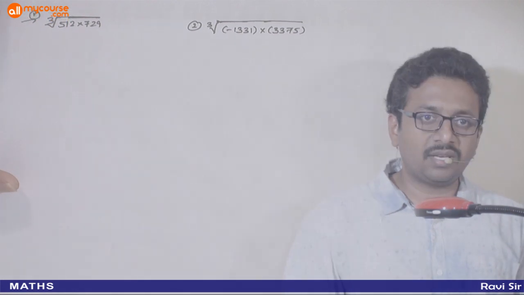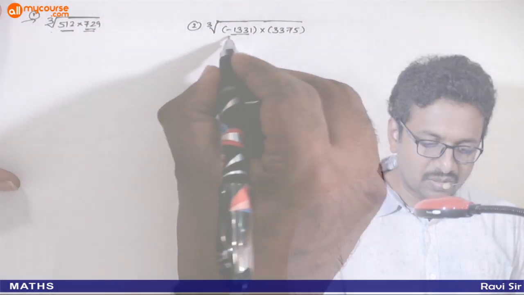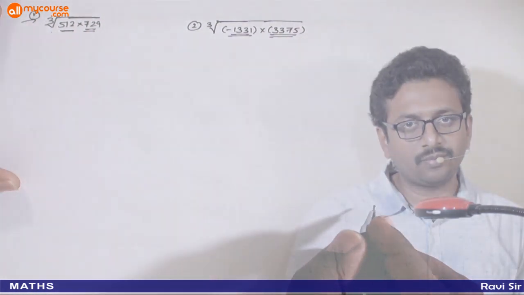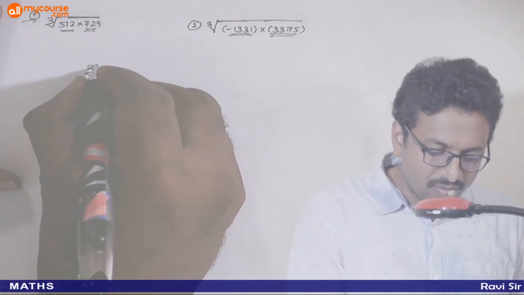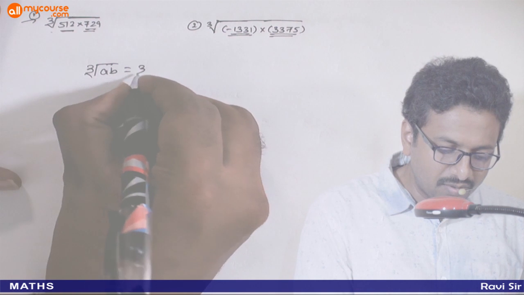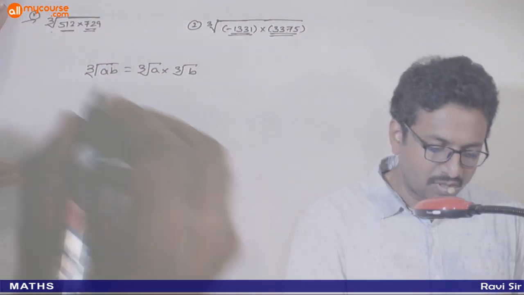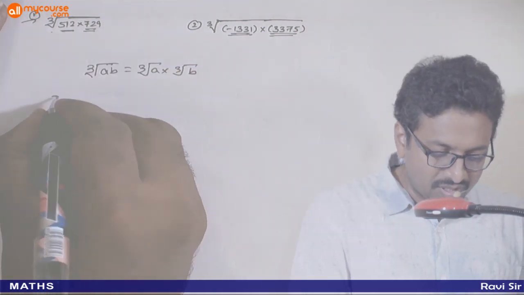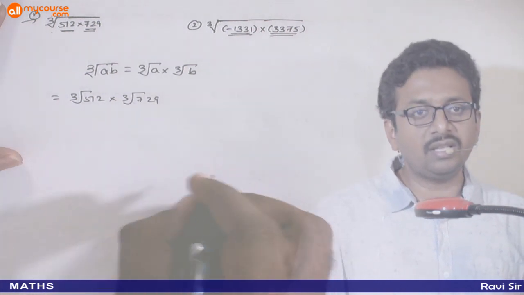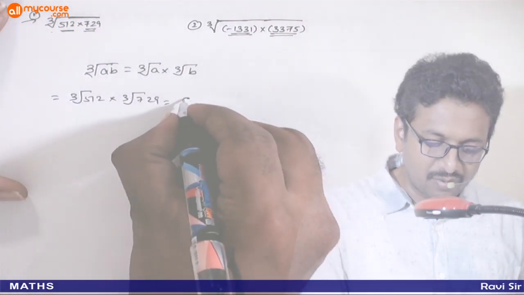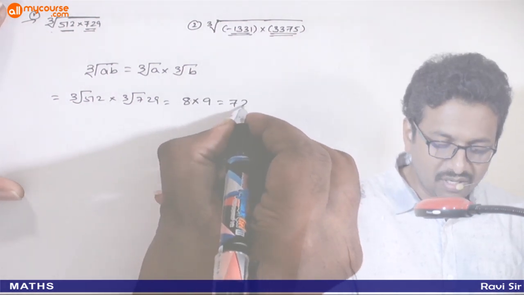Next, if you have questions like this, cube root of 512 into 729 minus 1331 into 3375. For such cube roots, you can use the formula cube root of AB is equal to cube root of A into cube root of B. So cube root of 512 into 729 is cube root of 512 into cube root of 729. The cube root of 512 is 8. The cube root of 729 is 9, so 72 is the cube root of this.